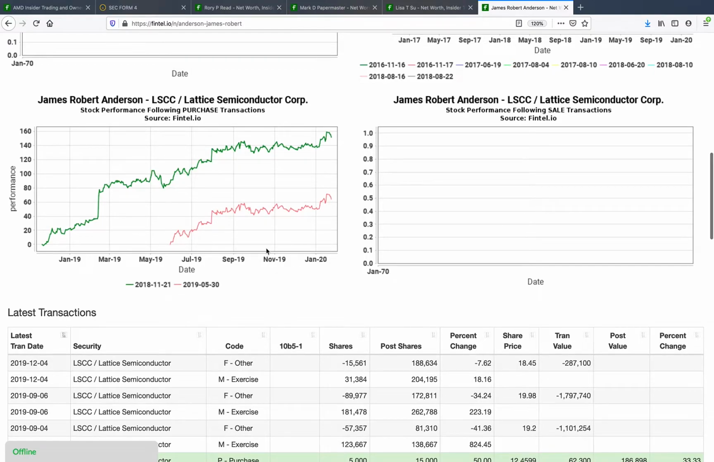But look at these two Lattice Semiconductor purchases that he made. He obviously believes in the company, and he's made some really great decisions here. He made two purchases, and the first one is up 160%, and the second one is up 60% in the years following. So, two good trades by James Anderson at Lattice Semiconductor. If he goes out and makes a third one, would you follow it? Would you go in and buy after him? Maybe, maybe not. But that's something to think about.